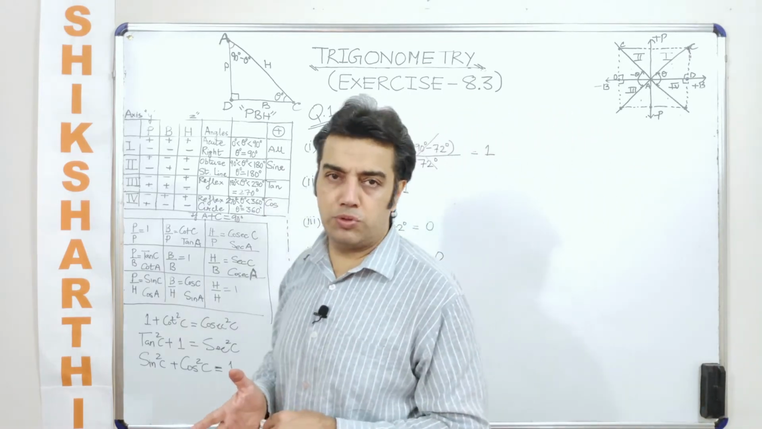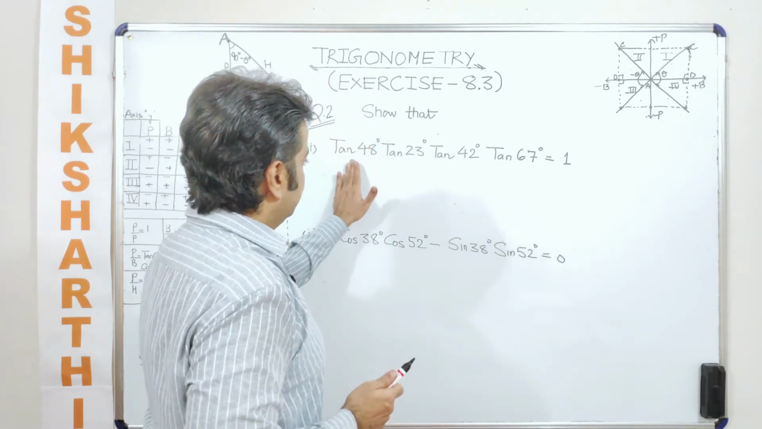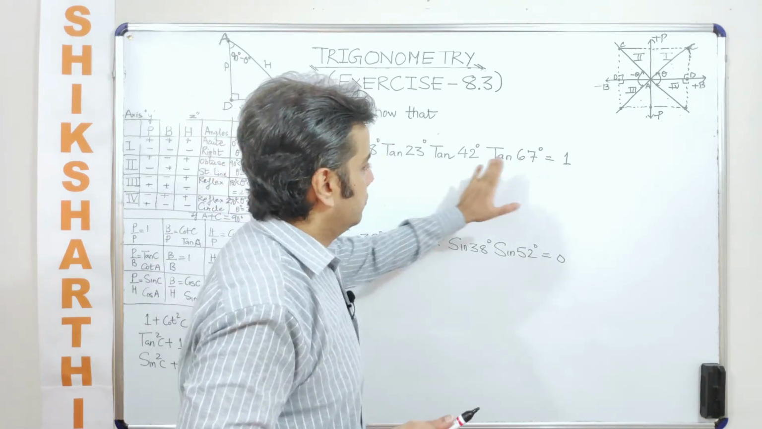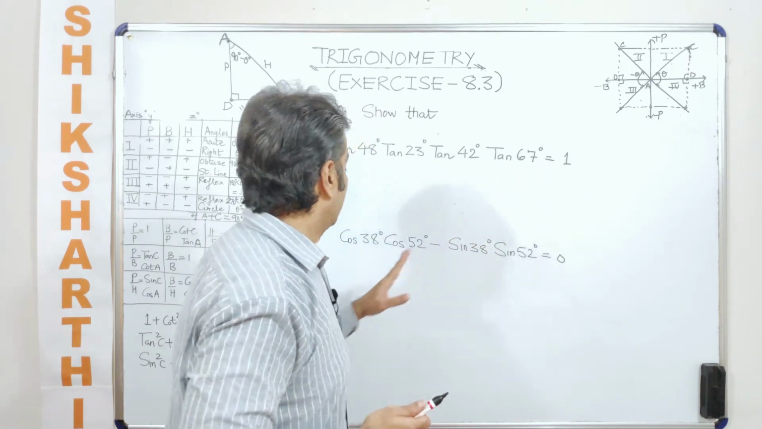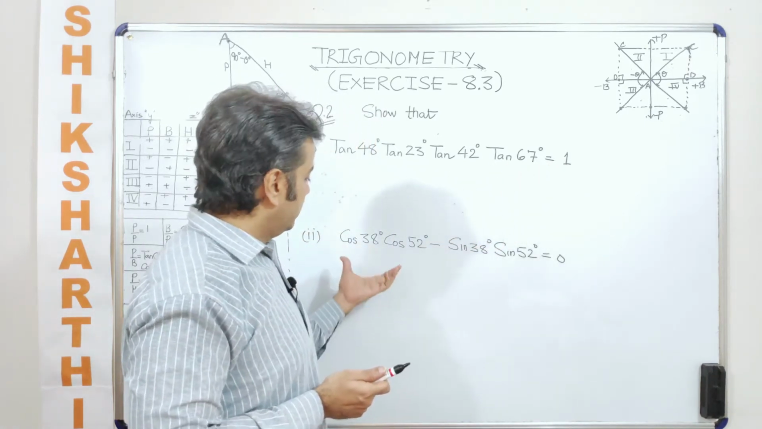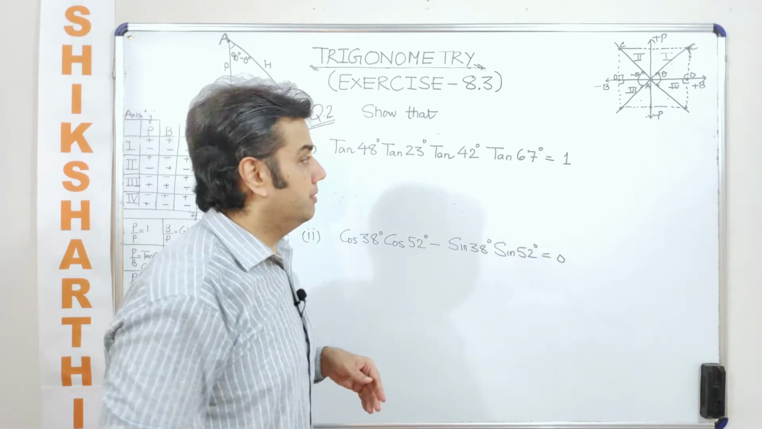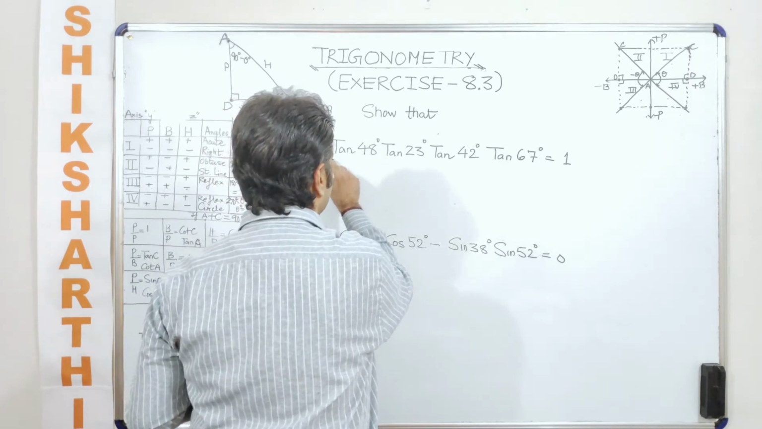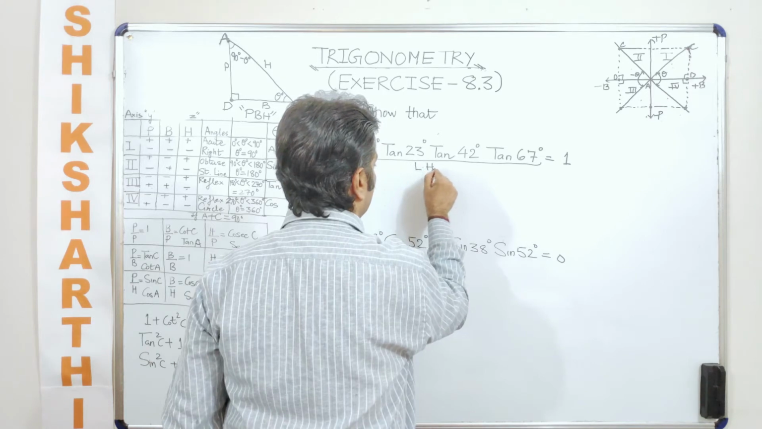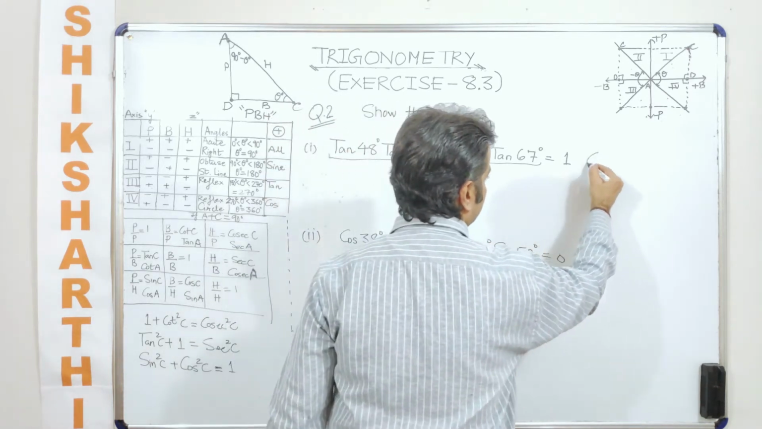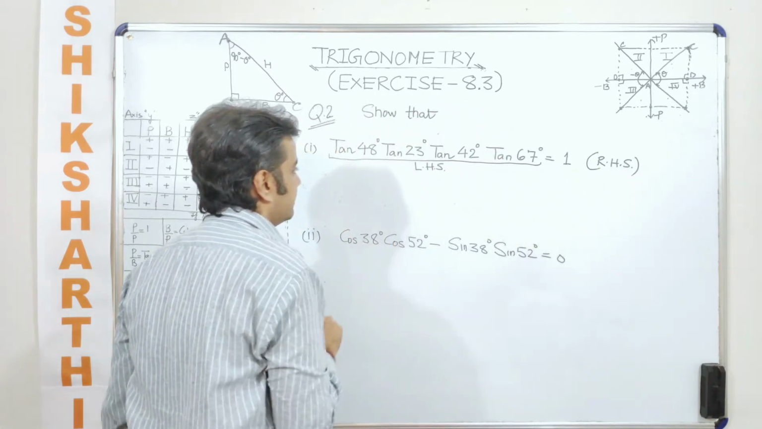Let's move on to question number 2. In the first question, they are asking you to show that this is equal to 1. The left hand side value is equal to the right hand side value, which is equal to 1. And in the second question, they are asking you to find out that this expression is equal to 0. So we will focus on the LHS. Let's say this is my left hand side value, which is equal to my right hand side value, which is equal to 1. So talking about the LHS now.